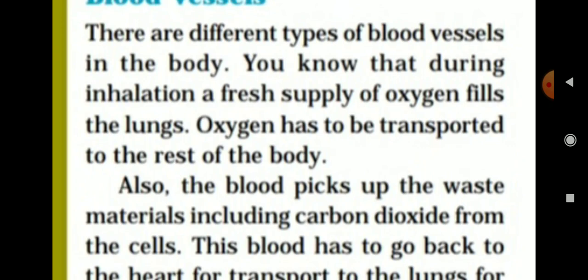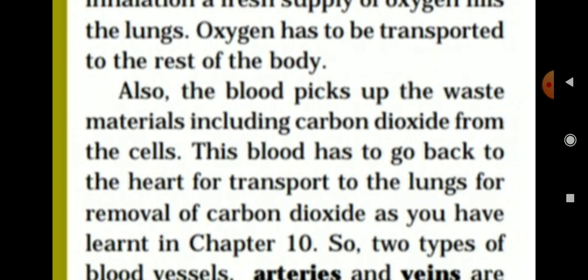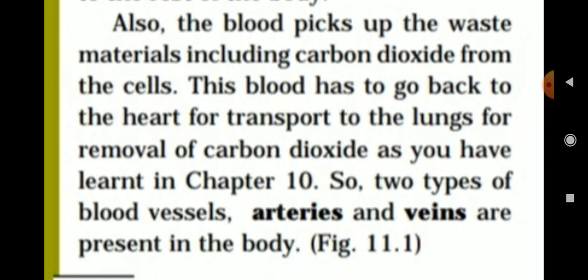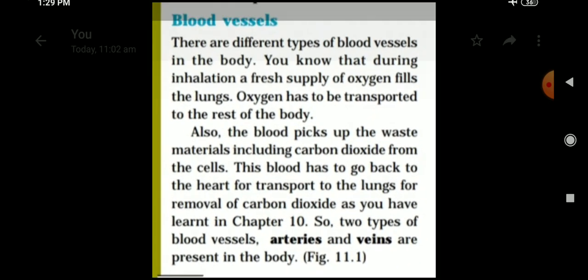Oxygen has to be transported to the rest of the body. Also, the blood picks up the waste materials including carbon dioxide from the cells. This blood has to go back to the heart for transport to the lungs for removal of carbon dioxide. Already we learned this in chapter 10, respiration in organisms. There are two types of blood vessels, arteries and veins, present in the body.